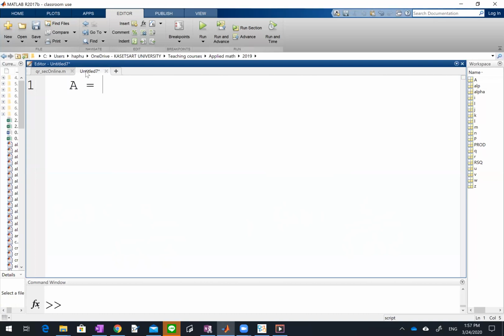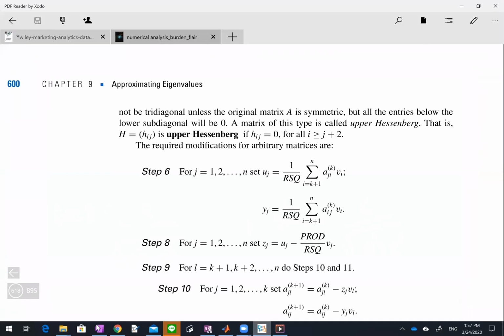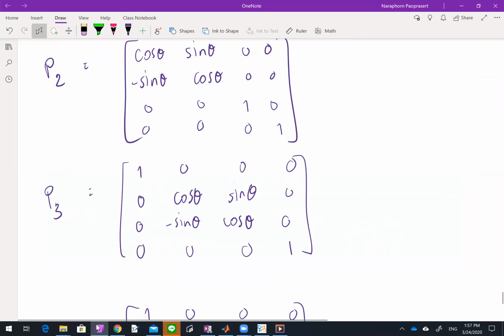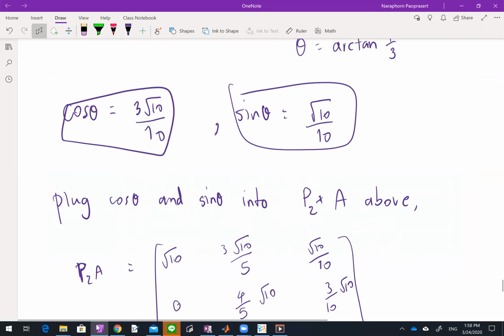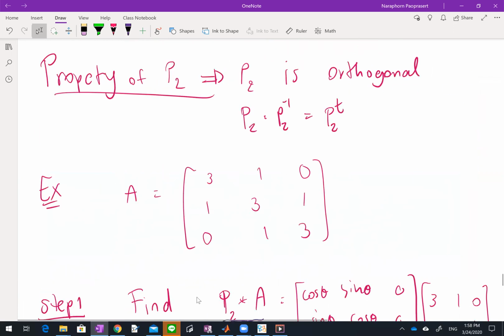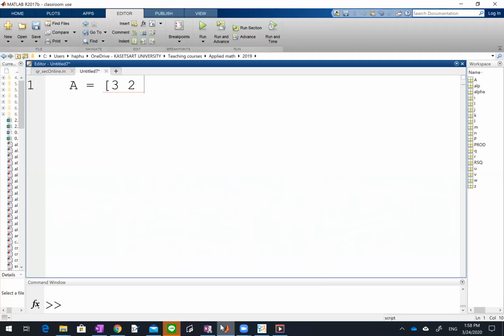A is just after tridiagonal form. Let's just do this one example because I'm lazy now. Okay, let's just do this: 3 1 0, 1 3 1, and 0 1 3. So you have the A, right? And then after you have the A, you want to construct the P. So in order to construct the P, you want to solve for the cos and the sine, right?